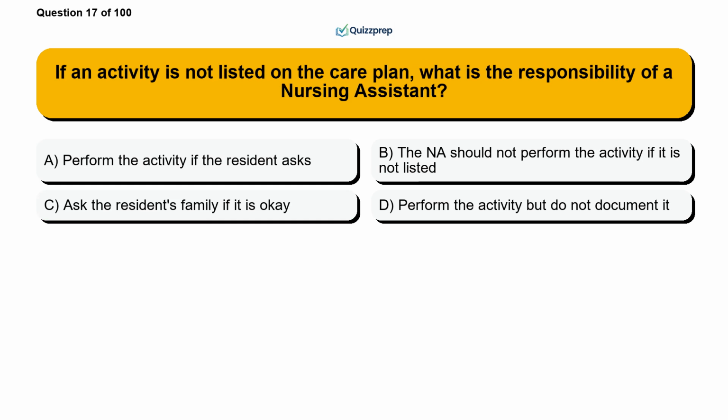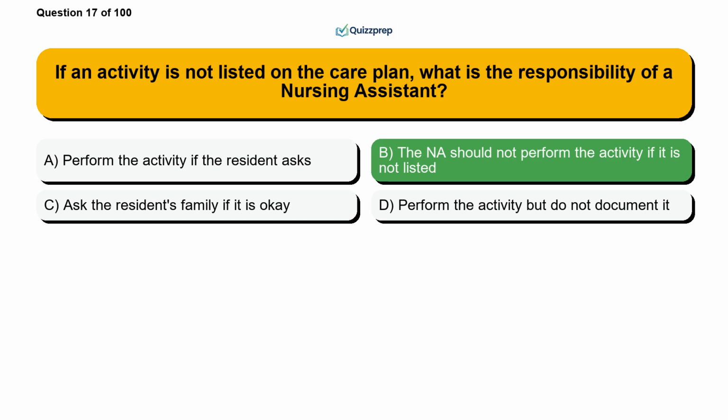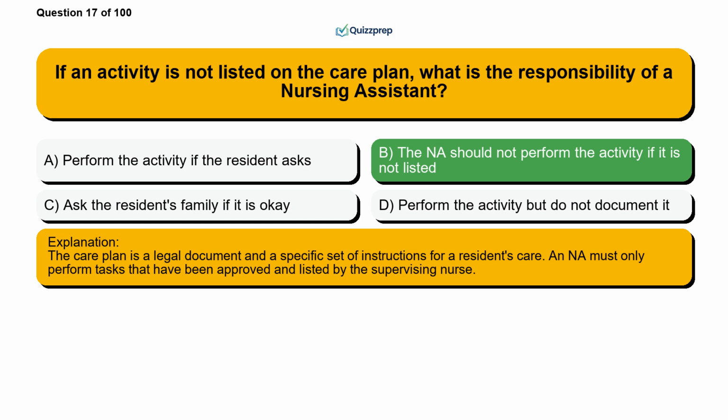Question 17. If an activity is not listed on the care plan, what is the responsibility of a nursing assistant? Option A, perform the activity if the resident asks. Option B, the NA should not perform the activity if it is not listed. Option C, ask the resident's family if it is okay. Option D, perform the activity but do not document it. The correct answer is option B, the NA should not perform the activity if it is not listed. The care plan is a legal document and a specific set of instructions for a resident's care, and NAs must only perform tasks that have been approved and listed by the supervising nurse.